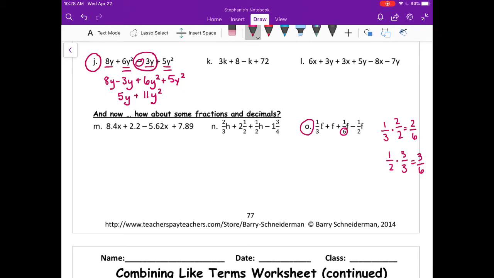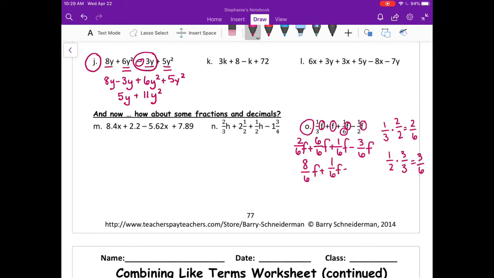Now let's rewrite the problem with our fractions that all have the denominator of 6. Okay, now we're ready to start simplifying. They all have the variable f. Oh, whoops, I wrote the wrong fraction at the beginning. Let's change that one to 3 over 6 instead of 1 over 3. Perfect. 2 over 6f plus 6 over 6f plus 1 over 6f minus 3 over 6f.